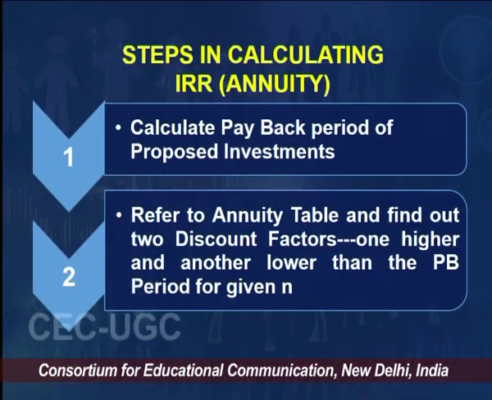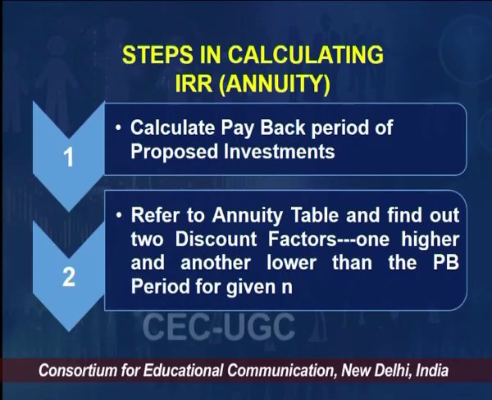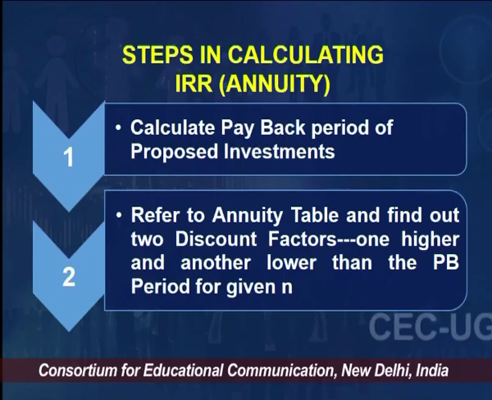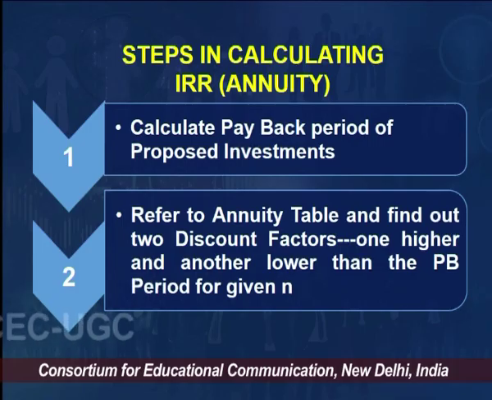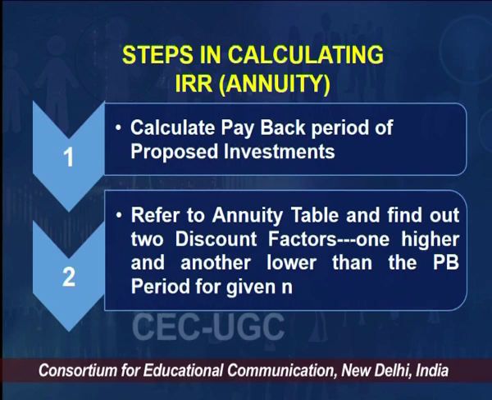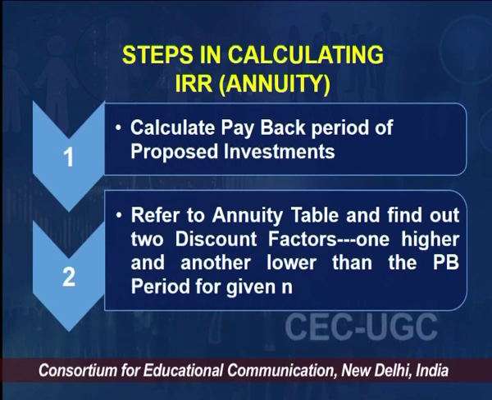So, let me explain the steps which we follow. The first step is to calculate the payback period of the proposed investment. The second step is to refer to the table and find two discount factors, one which is higher and another which is lower than the PB, the payback period, for the given N. So, let me explain these two steps and then we will move to further steps. So, what is the first step? We need to calculate the payback period.